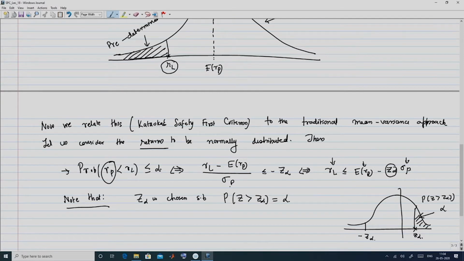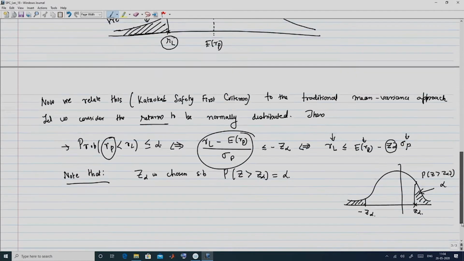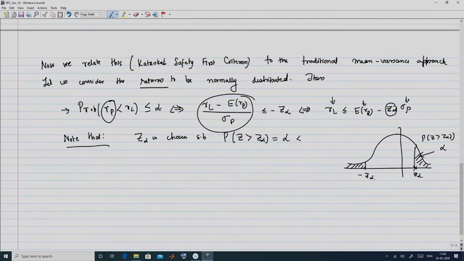So, that is the reason why we take this RP minus RL expression, and this is going to be less than or equal to minus Z alpha. All right. So, this is the definition of my Z alpha.